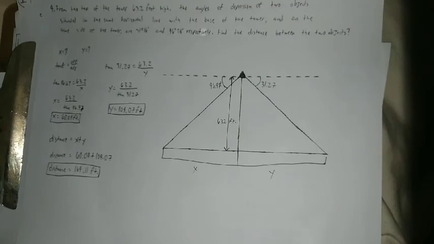From the top of the tower 63.2 feet high, the angle of depression of two objects situated in the same horizontal line with the base of the tower and on the same side of the tower are 31 degrees 16 minutes and 46 degrees 28 minutes, respectively. Find the distance between the two objects.